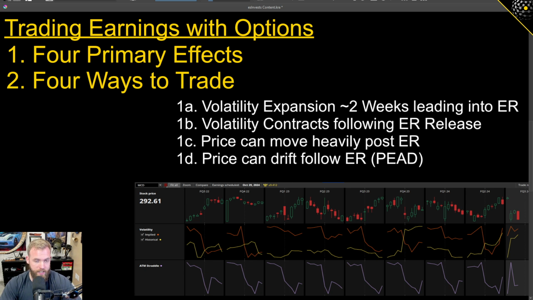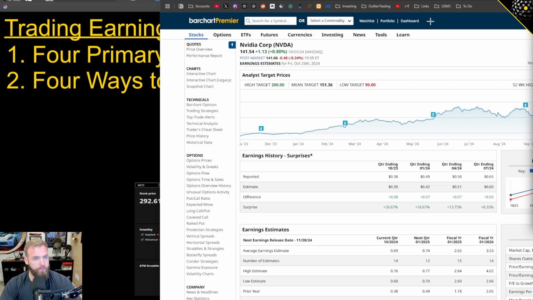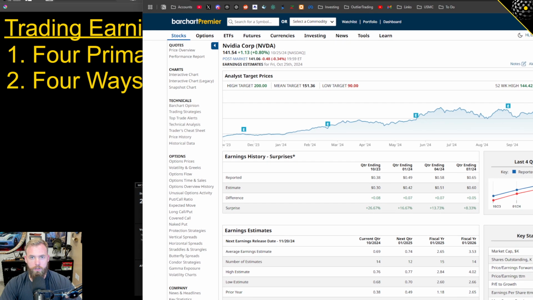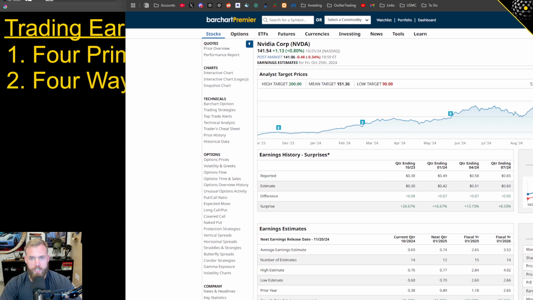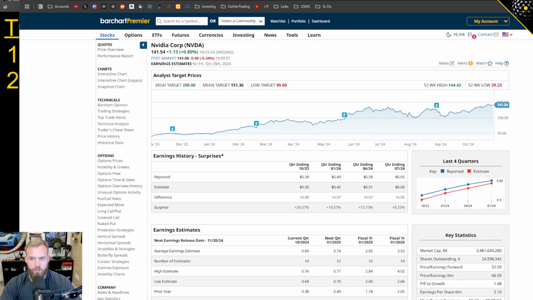And Barchart has a fantastic tool for visualizing this. If you take a peek at this chart here, and let me move it over a little bit more so it's easier to see. And I want to show you a couple key effects. The first thing is, zooming it in just a little bit more.